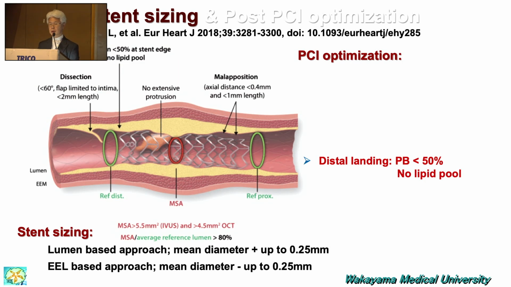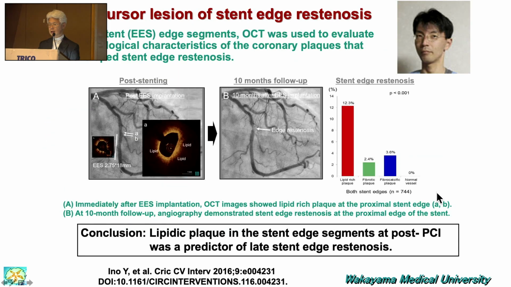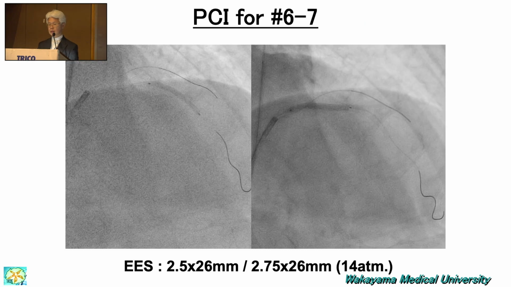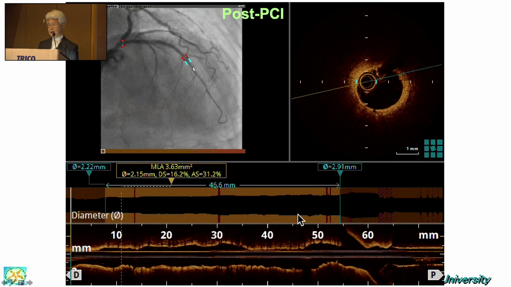And with OCT, as I told you, it's quite easy to identify the lipid, so no lipidic landing zone is important, because if the distal landing zone is lipidic, edge stenosis is significantly higher than with other tissue, fibrous or fibrocalcific and normal. Therefore, try to avoid the lipidic portion as a landing zone. And then, as I told you, 2.5 by 26 and 2.75 by 26.